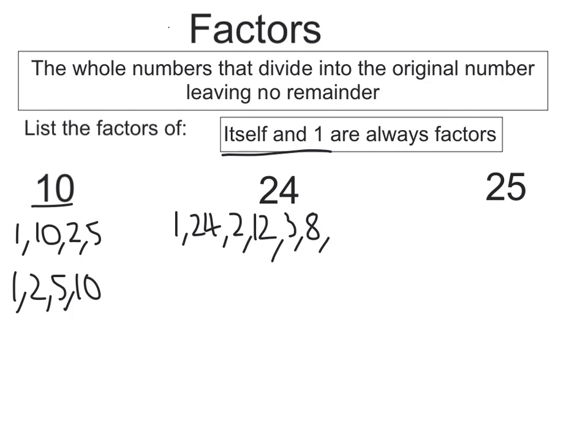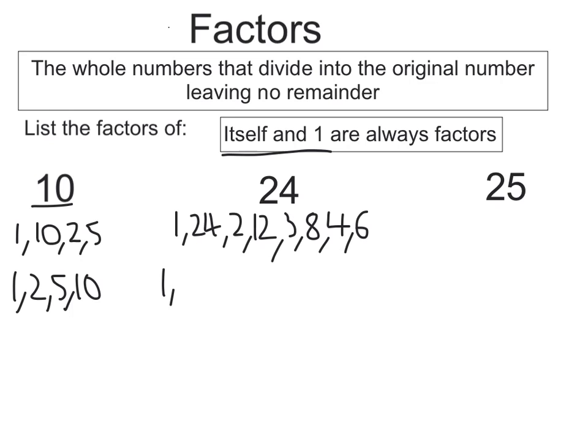Does 4 divide into 24? Yes, it does. It's 4 and 6. 4 times 6 is 24. And 24 divided by 6 is 4, so that's a factor. Does 5 divide into 24? No, it doesn't, so that's not a factor. Does 6? Well, 6 is already in the list, so we stop.